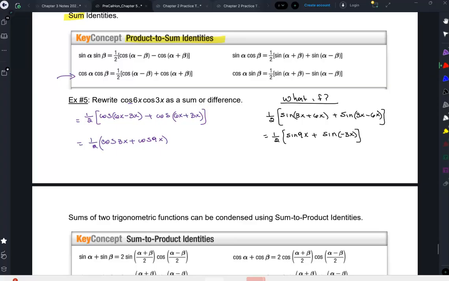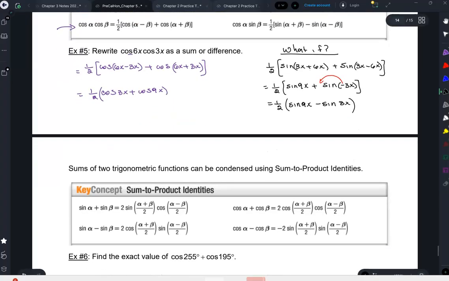So this might give you partial credit. Then you have to bring this out. So this will be 1/2 sine 9x minus sine 3x. No, you can't combine them. You can't do sine of 6x.